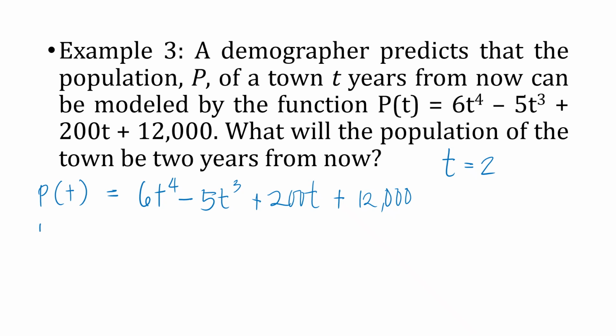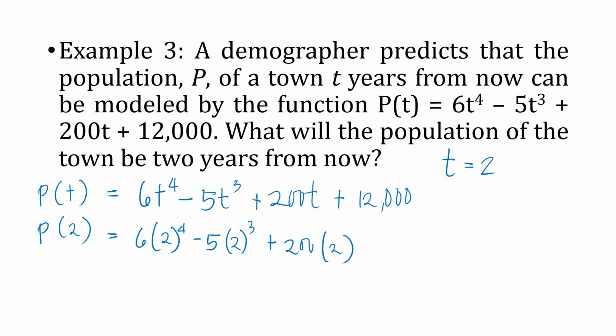So we have P of 2 is equal to 6. Then substitute t with 2, raised to the power of 4, minus 5. Substitute t with 2, then cube, plus 200 times 2, plus 12,000.